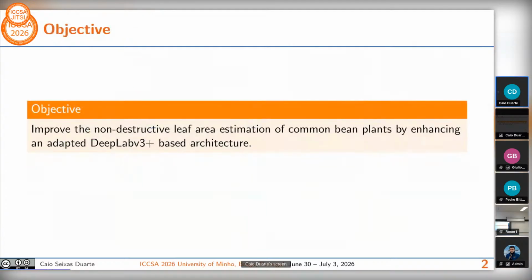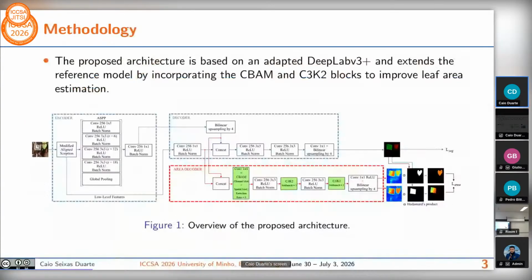So the objective of this work was to improve the non-destructive estimation of bean leaf area by enhancing an architecture based on an adapted DeepLab v3 plus neural network. The proposed architecture is directly based on the adapted DeepLab v3 plus model, which was used as the reference architecture. The main differences lie in the decoder responsible for leaf area estimation, where we inserted new blocks to improve the processing of the features extracted by the network.